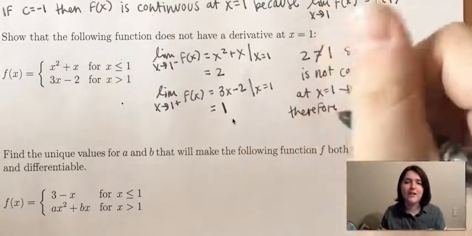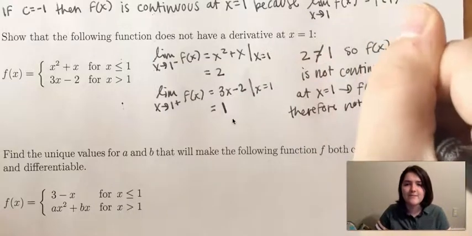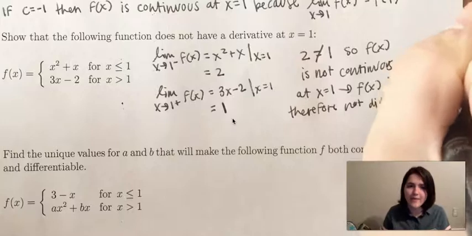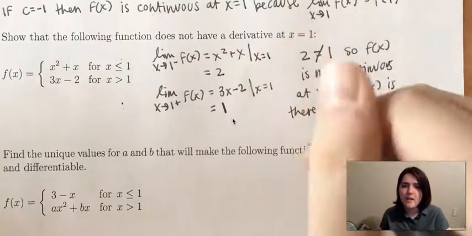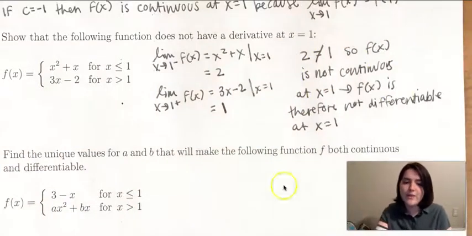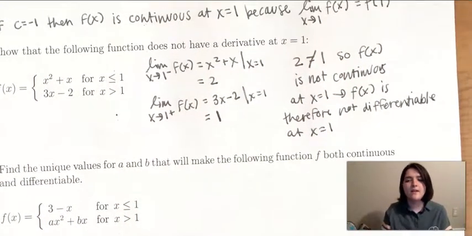The sentence here is a little different just because we're proving something different. We're proving that it's not continuous instead of proving that it is continuous. So 2 does not equal 1. So the function is not continuous at x equals 1. The function is therefore not differentiable at x equals 1.